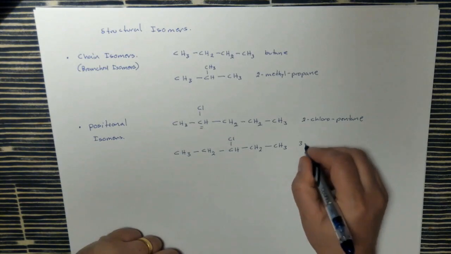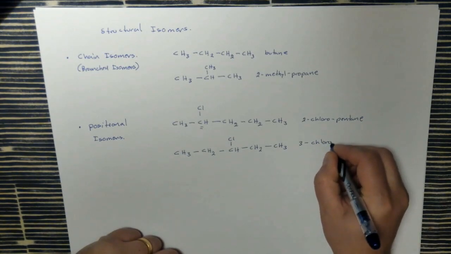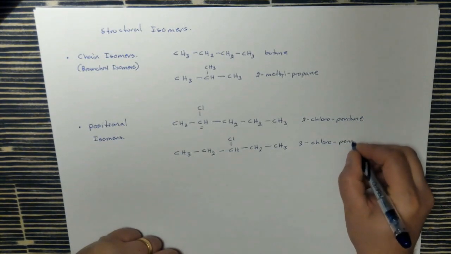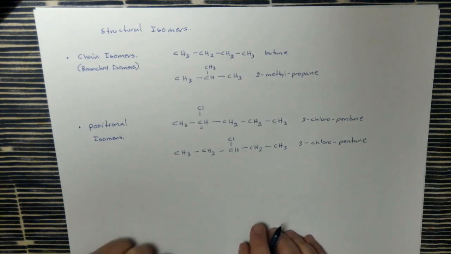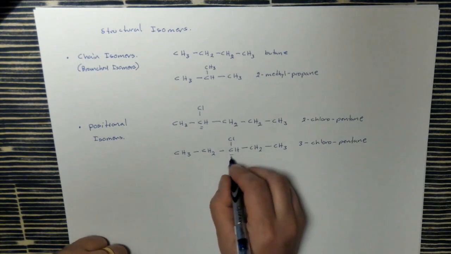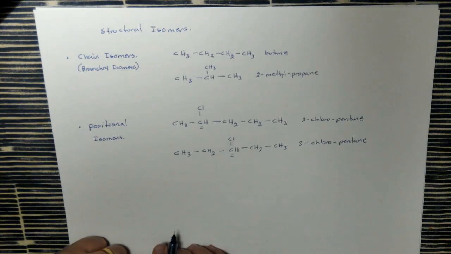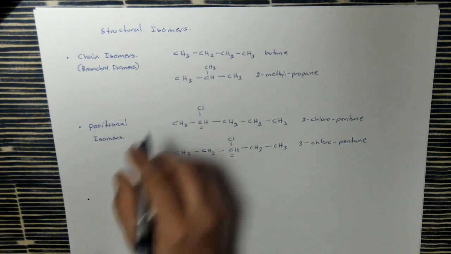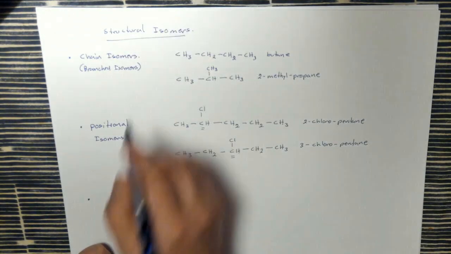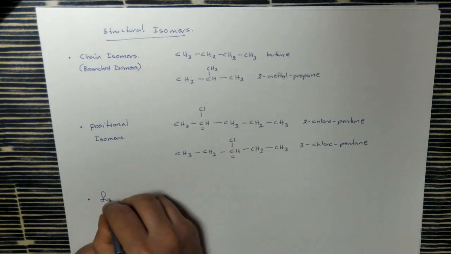So this is 3-chloropentane, because the chlorine is attached to the third carbon. The third type of structural isomer is called a functional group isomer.